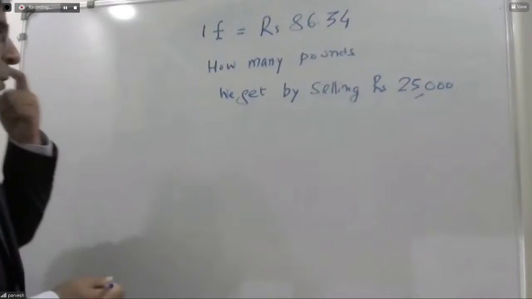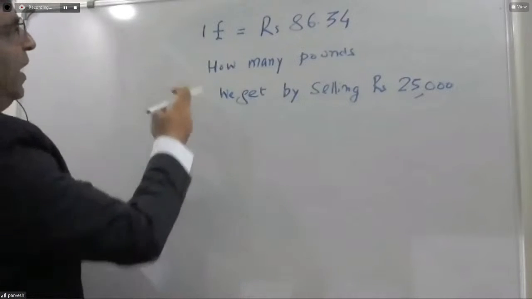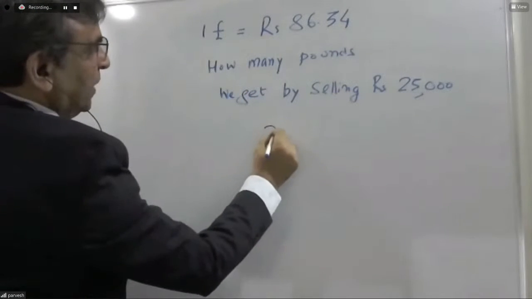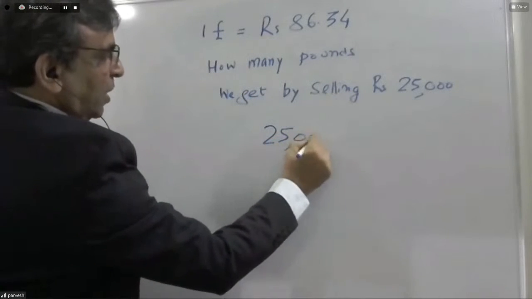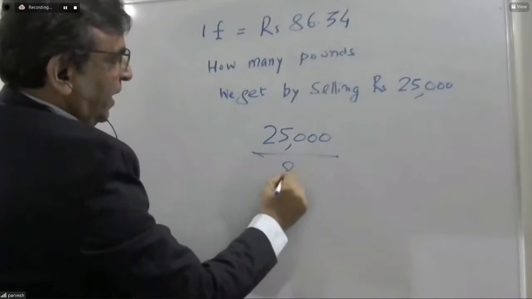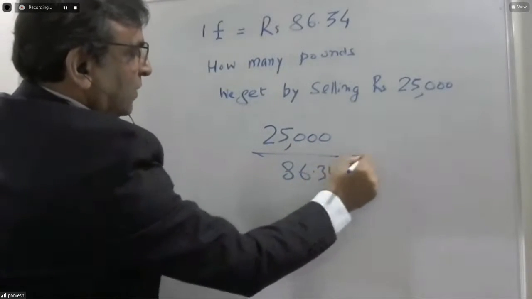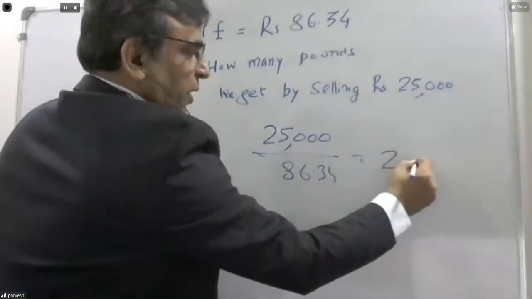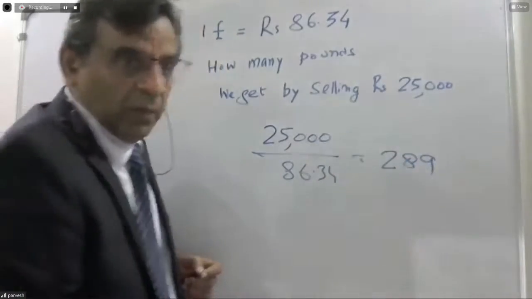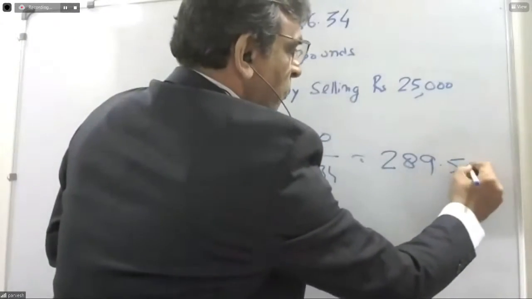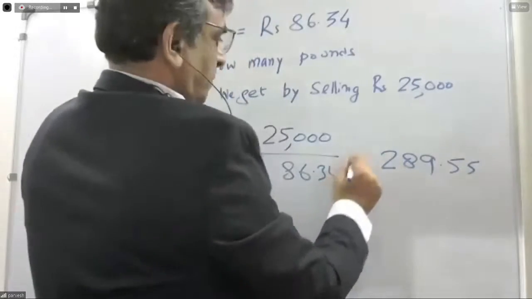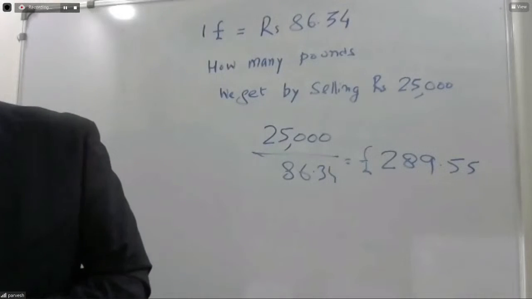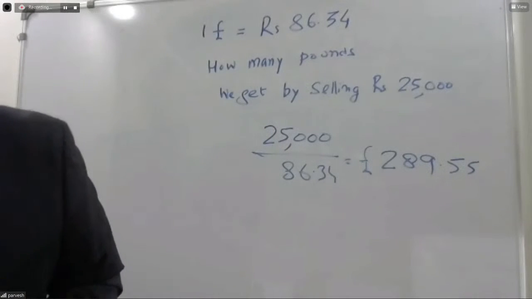Just put the answers. So basically here the quote is in pounds, okay, and we have rupees, so after we know the question, we can simply divide it by 86.34 and solve it. Okay, fine. So it comes to about 289.55 pounds. Okay. So very good. I think most of you have done it.